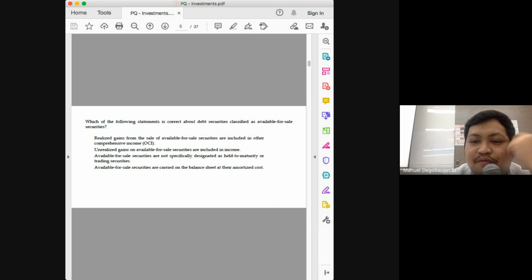Next, unrealized gains on available for sale securities are included in income. This is false because again, if it's unrealized gain from available for sale securities, it will go to your OCI, or your other comprehensive income. Why will students get confused? The rule is different for trading securities. What's the rule for trading securities? All gains and losses for trading securities go to your income. Whether realized or unrealized, if it's a trading security, it goes to your income. But what's the rule for AFS securities? If it's unrealized, it will still remain at your OCI. But what kind of gain will go to income if it involves AFS securities? If it pertains to realized.